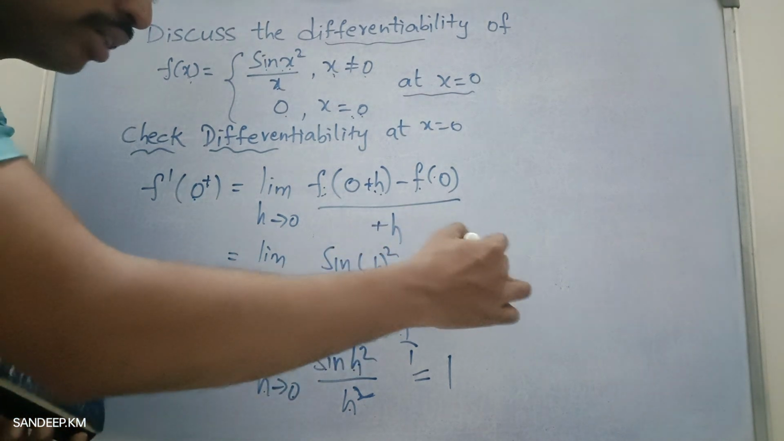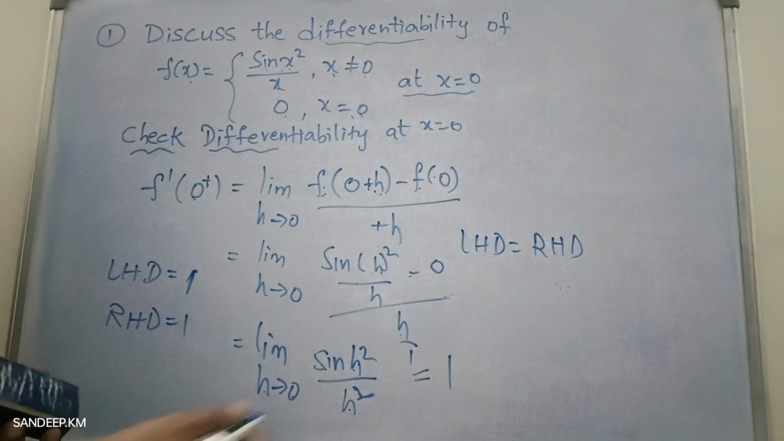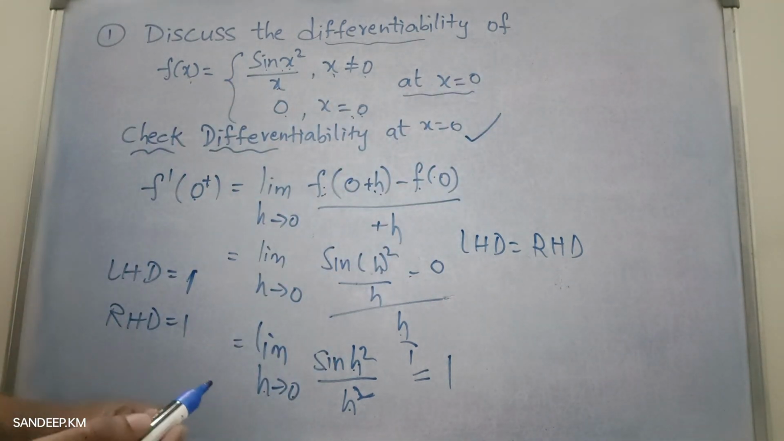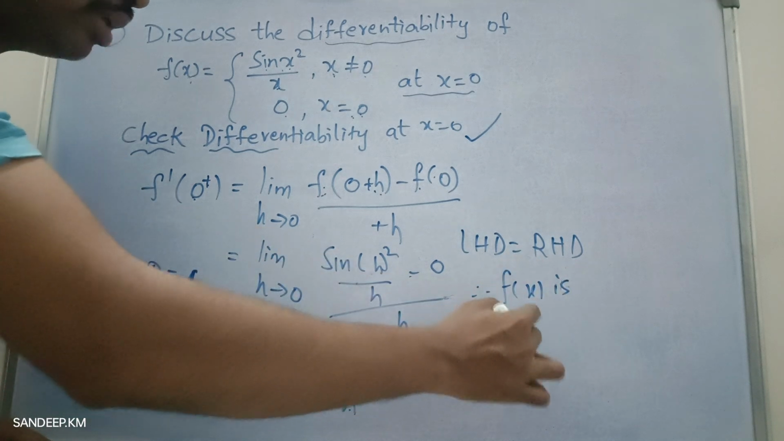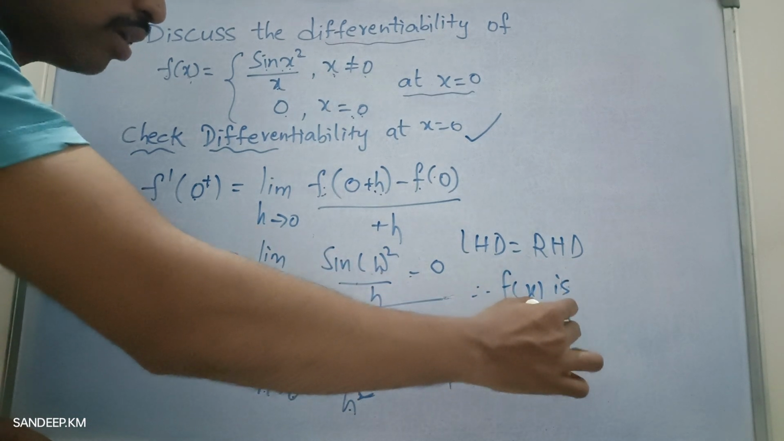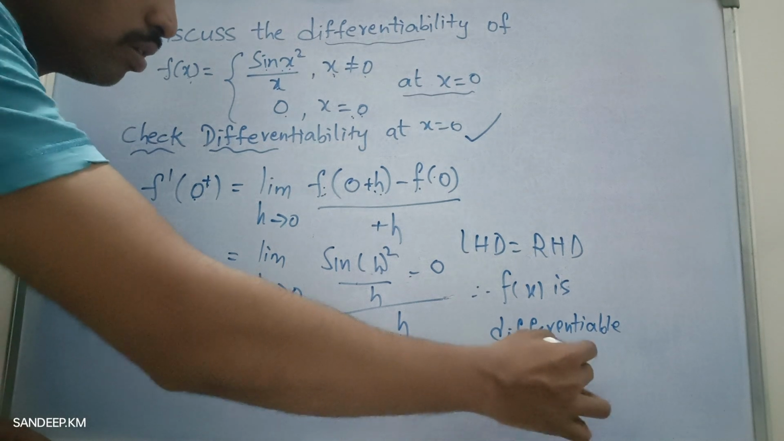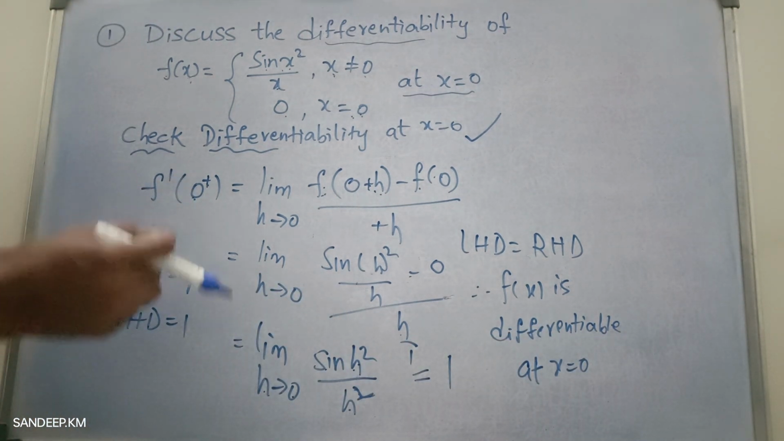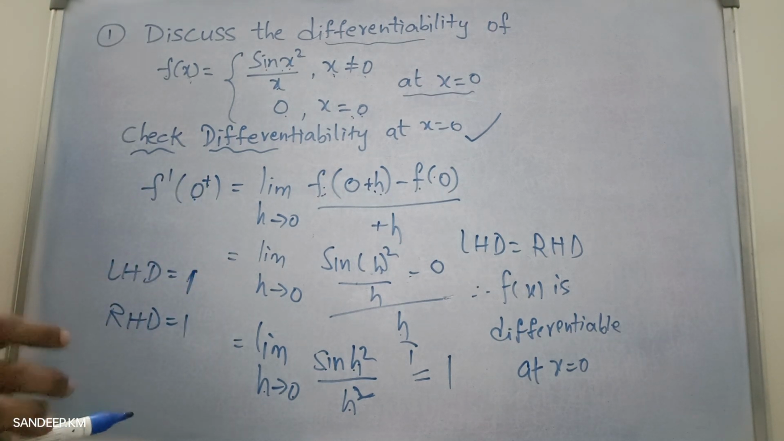So LHD is equal to RHD, both are finite values, both are equal to 1. So from this we can conclude that the function is differentiable at x is equal to 0. Therefore f of x is differentiable at x is equal to 0. Directly I did not check differentiability. First I checked whether the function is continuous or not, and then using it I have checked the differentiability also. Okay, so to understand it better, let us take another example.